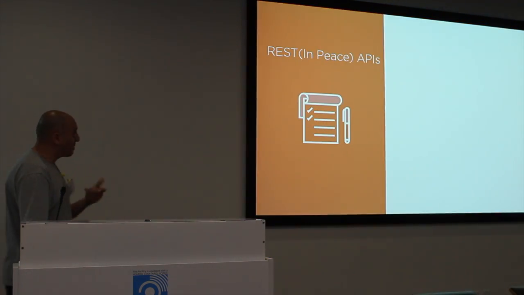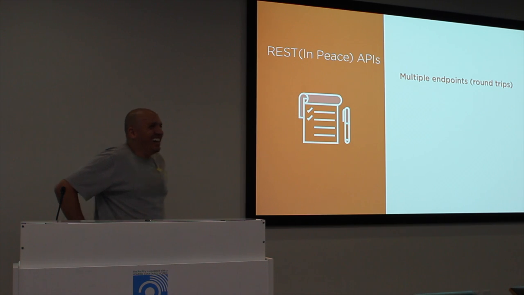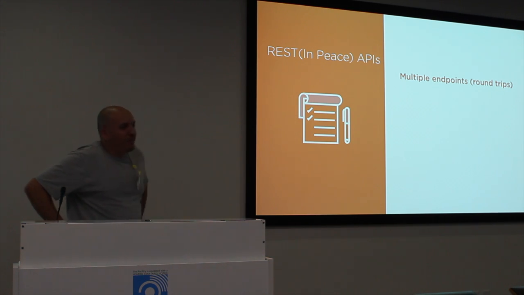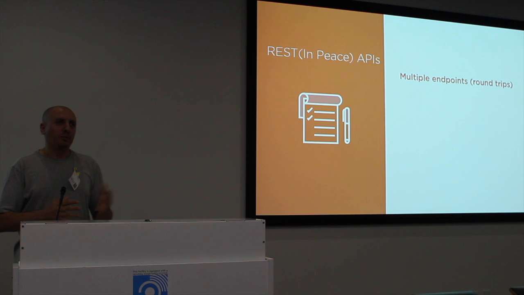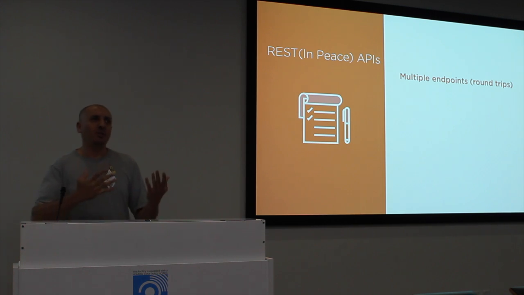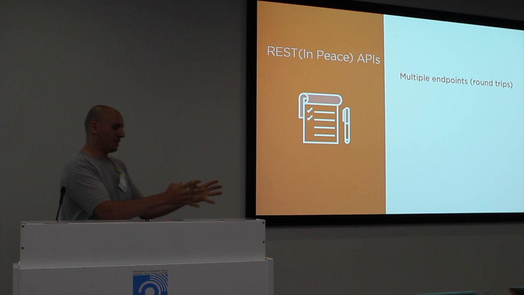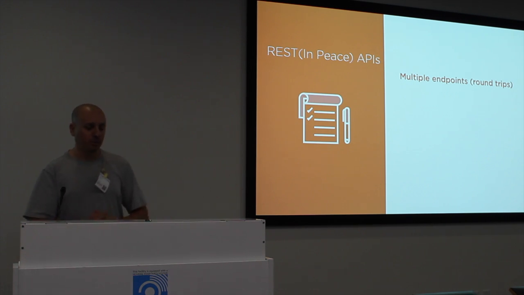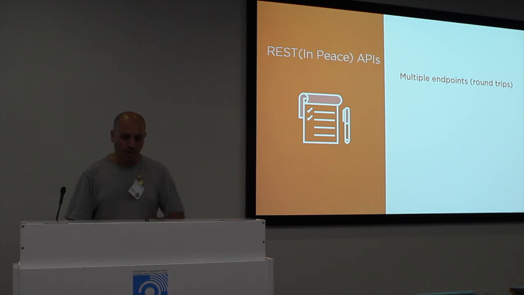And I'm going to tell you. The biggest problem is multiple endpoints, right? REST is a resource-based resource. You have multiple endpoints. Every endpoint represents a resource, and if your client is asking for multiple resources, it needs multiple endpoints, multiple round trips to the server. This is the biggest thing that GraphQL is trying to solve.